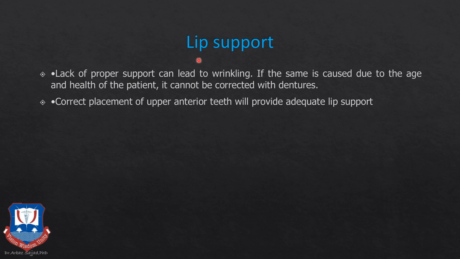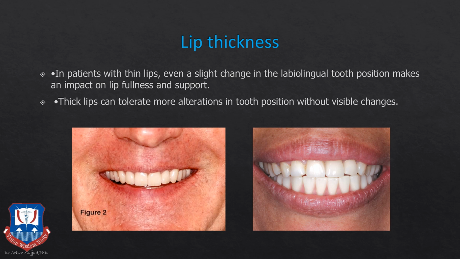We can obliterate the nasolabial fold and remove certain wrinkles. So here we can see next is the lip thickness. In patients with thin lips, like in this figure on the left side, we can see that the lip is hardly showing, and in such cases, placing the teeth too far labially will result in the stretching of the skin over the lip and will compromise the aesthetics.